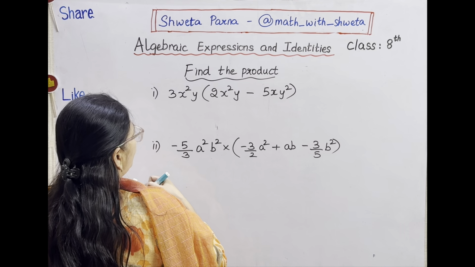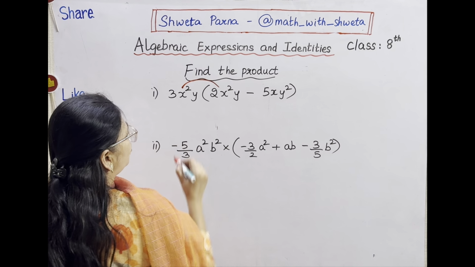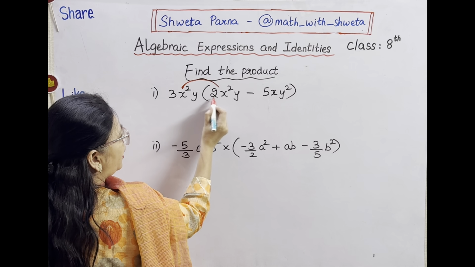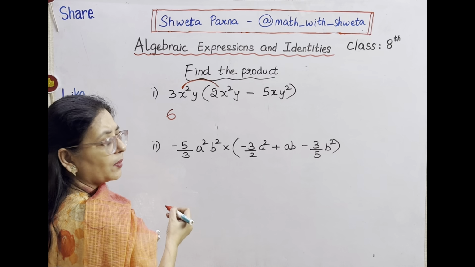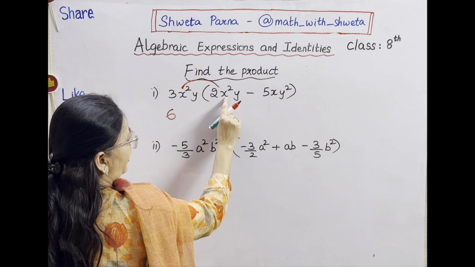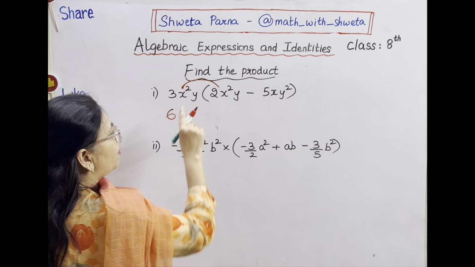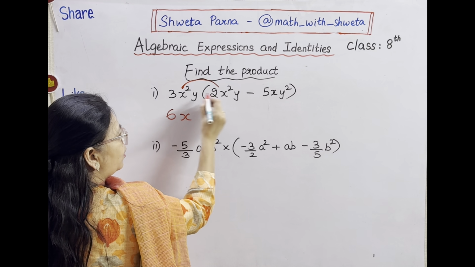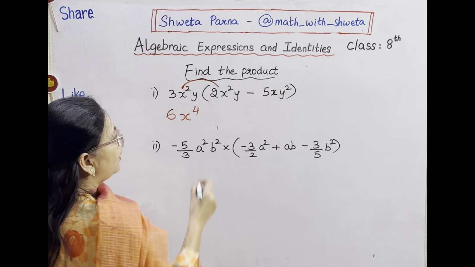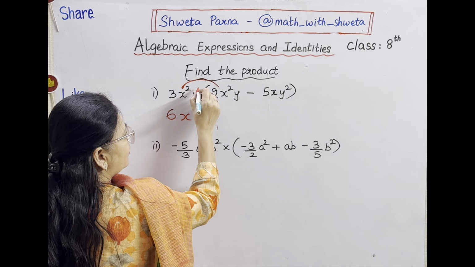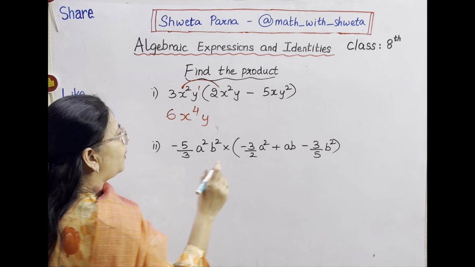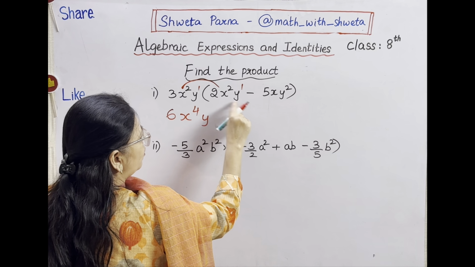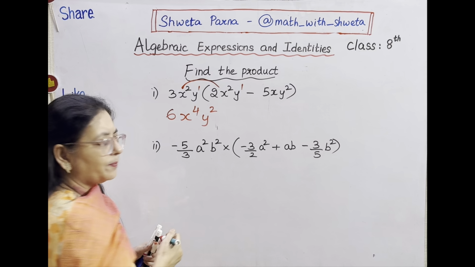So here first we will do 3x square y into 2xy. First 3 into 2 is 6. Now x square and x. What was the rule? The bases are same, so you will add the power. So this will become x to the power 2 plus 1. Then y. Here there is nothing, that means by default it is 1. So y into y will become y square.